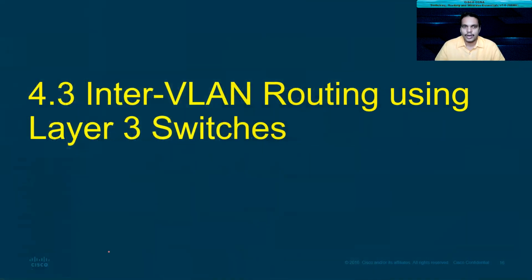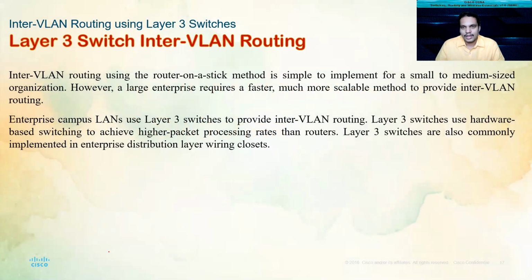Okay. So let's talk about the next alternative for implementing inter-VLAN routing by using a layer 3 switch. As I told you, the router on a stick configuration is okay for small and medium business companies which might not have a lot of networks, maybe less than 50 VLANs. But for a large enterprise, it requires a fast and much more scalable option to provide this inter-VLAN routing. And this option is provided by a layer 3 switch.